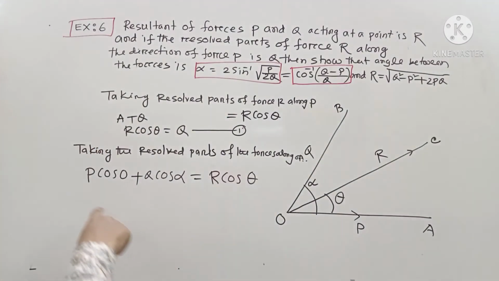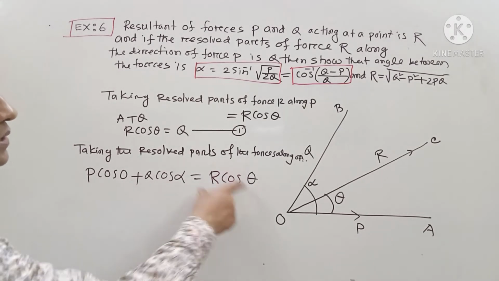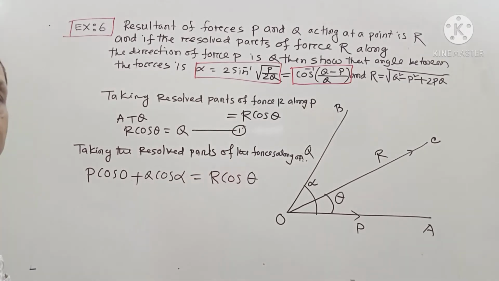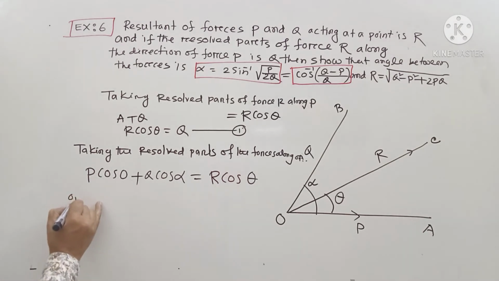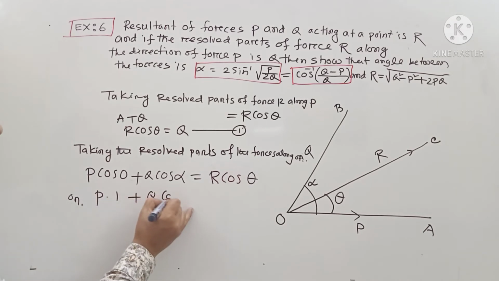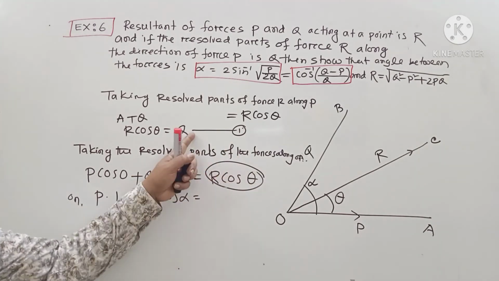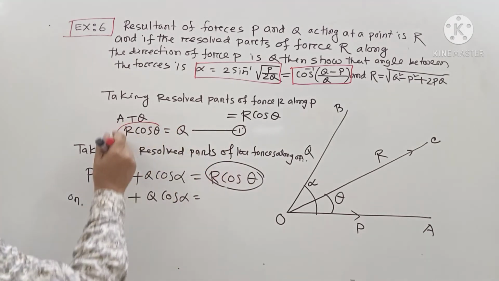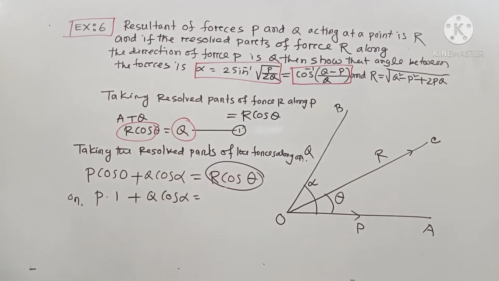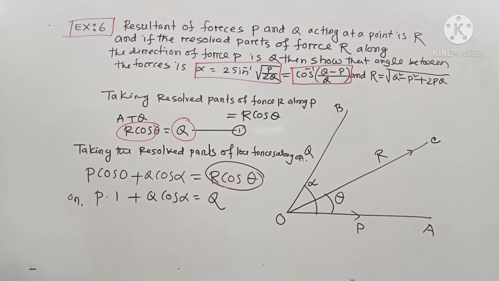So students, by using the resolved part formula, the resolved part of P plus the resolved part of Q equals the resolved part of the resultant force R, which is R cos theta. Now here cos 0 means 1, so P plus Q cos alpha equals R cos theta. Putting the value of R cos theta equals Q from equation 1.